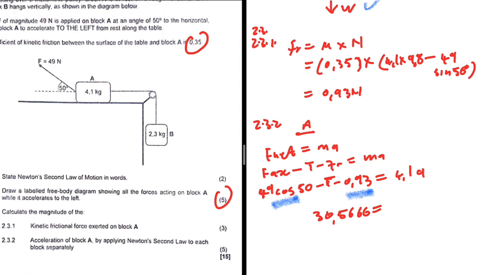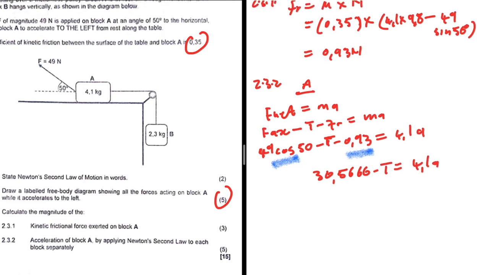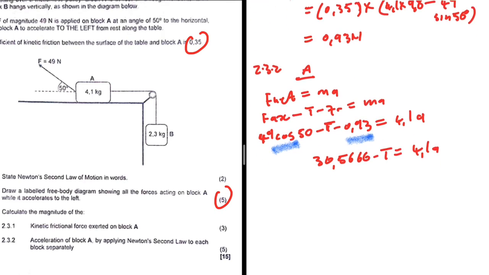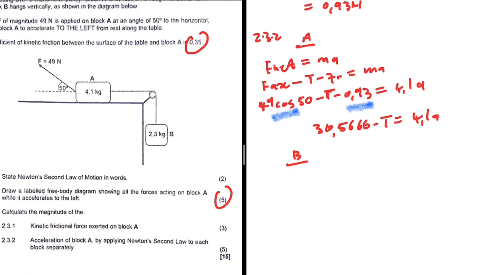30.5666 if we round off to 4 decimal places, minus the tension being equal to 4.1a. So this is our equation 1. Let's take a look at B. So B, what's happening at B?